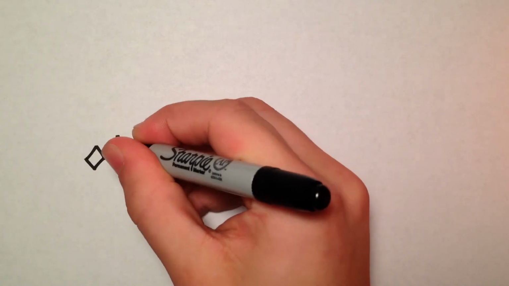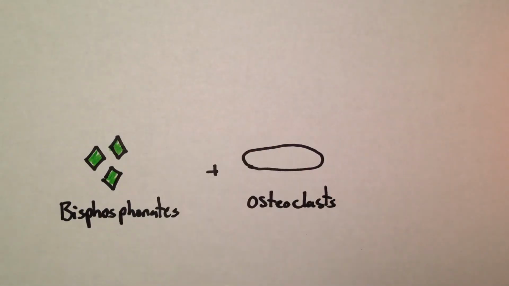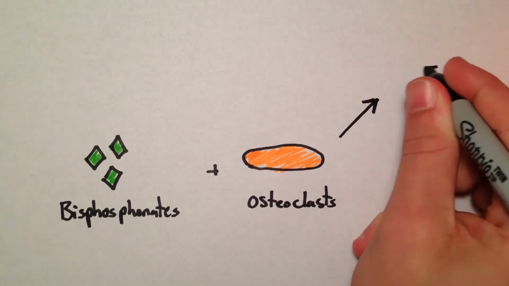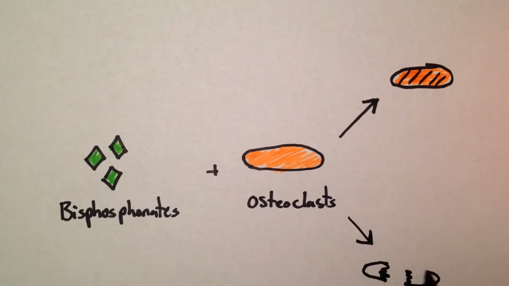Bisphosphonates inhibit bone resorption and encourage osteoclasts to undergo apoptosis, or cell death, thereby slowing bone loss. It causes effects similar to those of estrogen. Bisphosphonates are the most common and effective means of treating osteoporosis, and they are generally prescribed by doctors.